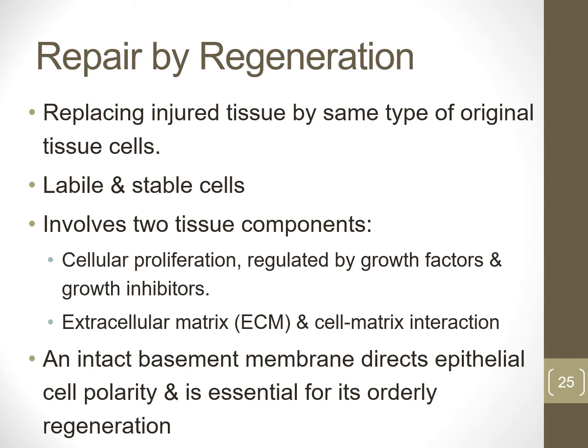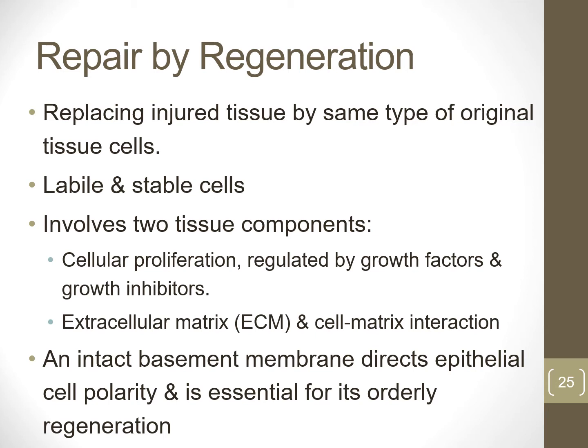So let's move to another topic, which is repair by regeneration. Regeneration means replacing the injured tissue by the same type of original tissue cells. This usually happens in cells that are able to divide and proliferate, in labile and stable cells. While in permanent cells, as we will talk later, those cells do not proliferate and do not regenerate. So once we have damage in the permanent cells, the healing will be by fibrosis, not by regeneration. Fibrosis in cases of, let's say, cardiac muscle, but in the brain or the neurons, it is called gliosis.